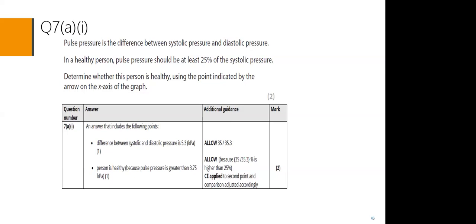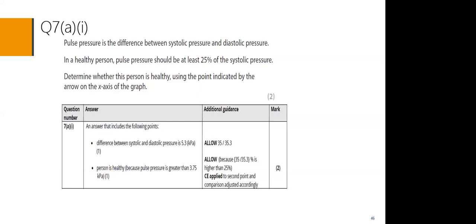This says determine whether this person is healthy. So they're given some information. Determine is a new command word in this qualification. And the answer to a determine question must include an element which is quantitative. So they're required to use the information provided in the question to determine if a person is healthy.